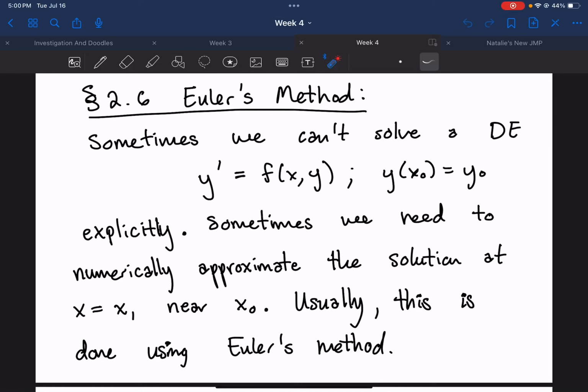Okay, Euler's method, section 2.6. This is basically treating you, the human, like you're a computer. Okay.